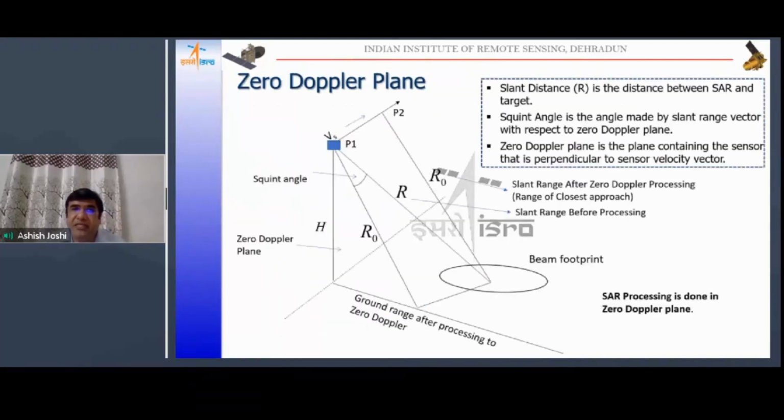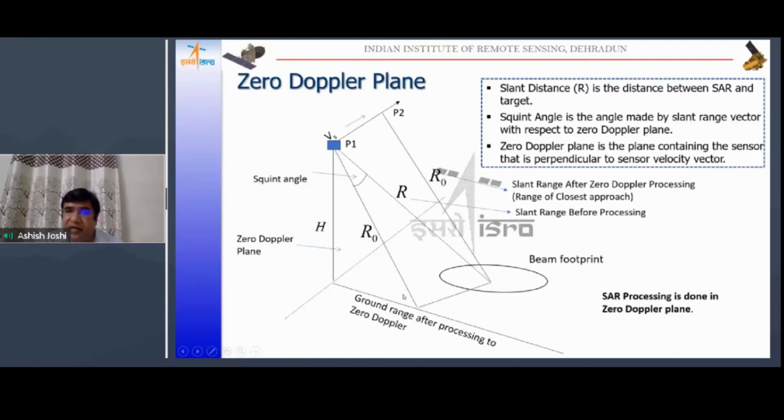Now, what is the zero Doppler plane? In all SAR data processing, we use zero Doppler processing. If this is the SAR, and this is the slant range, this is the beam footprint. SAR processing is done on the zero Doppler plane. Slant range is the distance between the SAR and the target, and squint angle is the angle made by the slant range vector with respect to the zero Doppler plane.